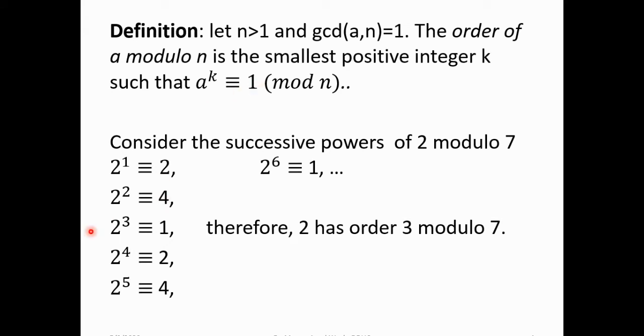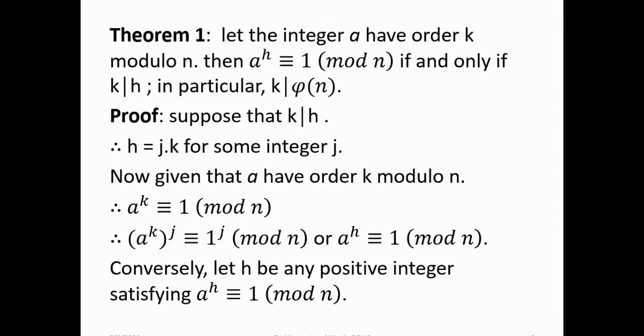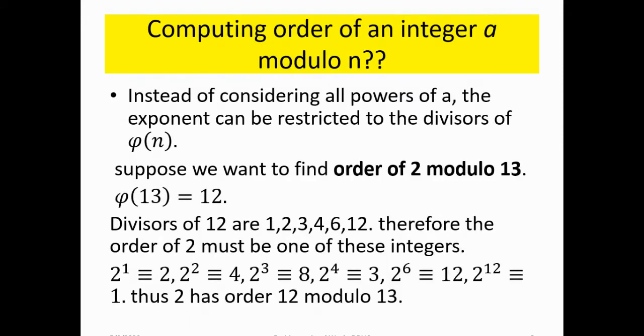Here what we are doing, we are just starting from power 1 of 2. We were finding the order of 2. So we were taking 2 to the power 1, then 2 square, 2 cube, 2 to the power 4. So we are doing this until we get 1. But in practice, we do not do that. So what is the trick? Instead of considering all powers of a, the exponent can be restricted to the divisors of phi.